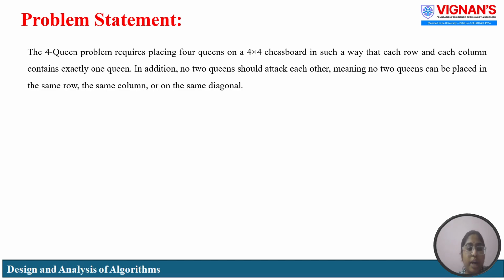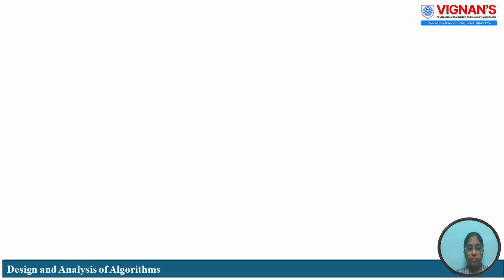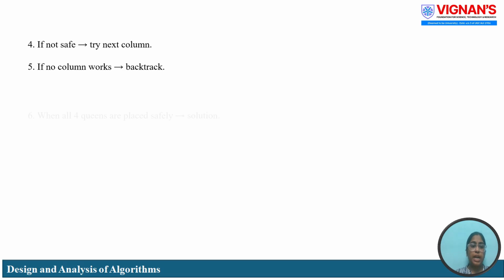We will look at the algorithm of the 4 queen problem. First, place queens row by row. First we try to place the first queen, and next we check if the placement is safe. If safe, we move to the next row. If the position is not safe, try the next column. If no column works, we backtrack and replace the previous queen to check the next possible solution until all 4 queens are placed safely.